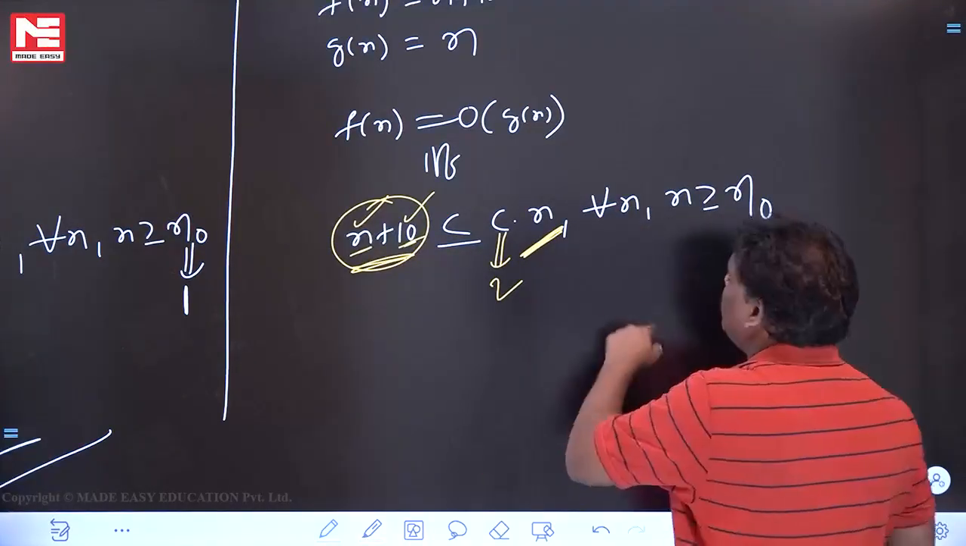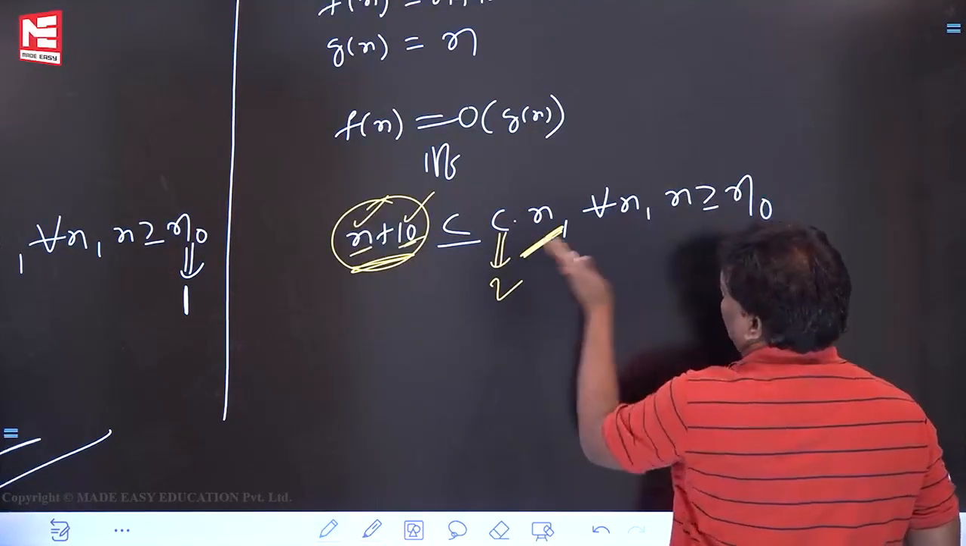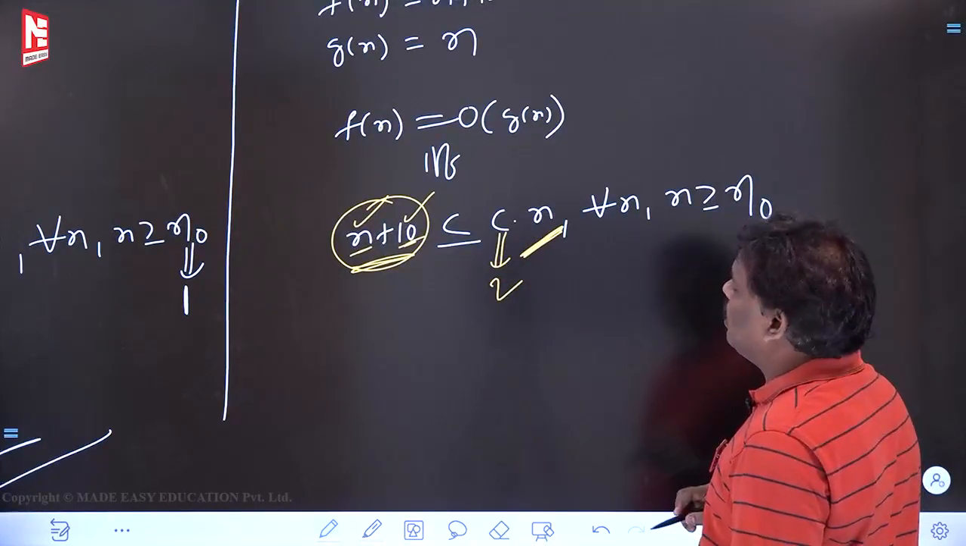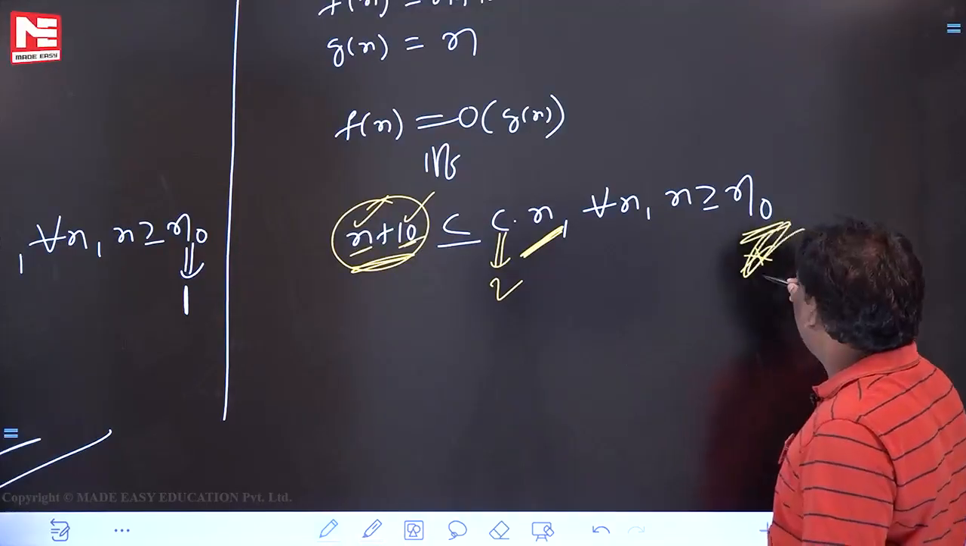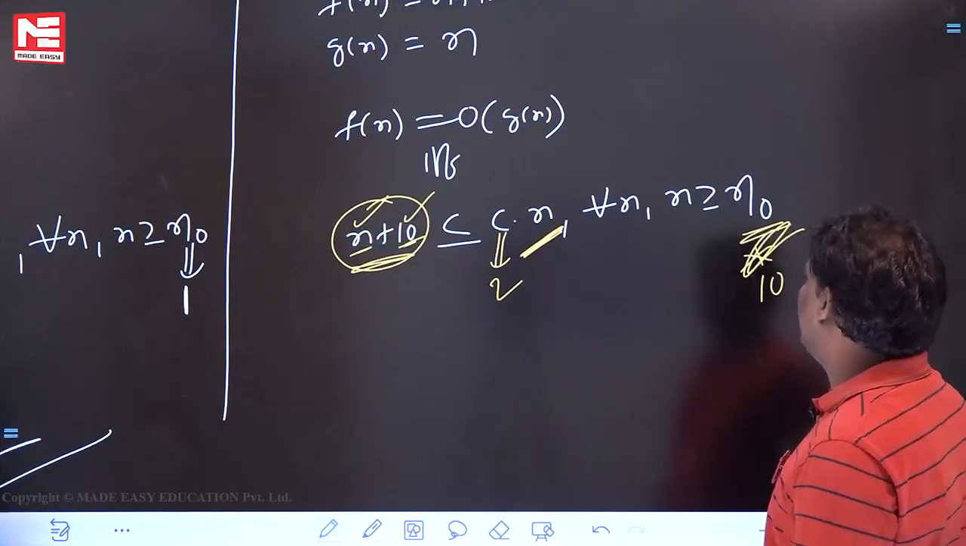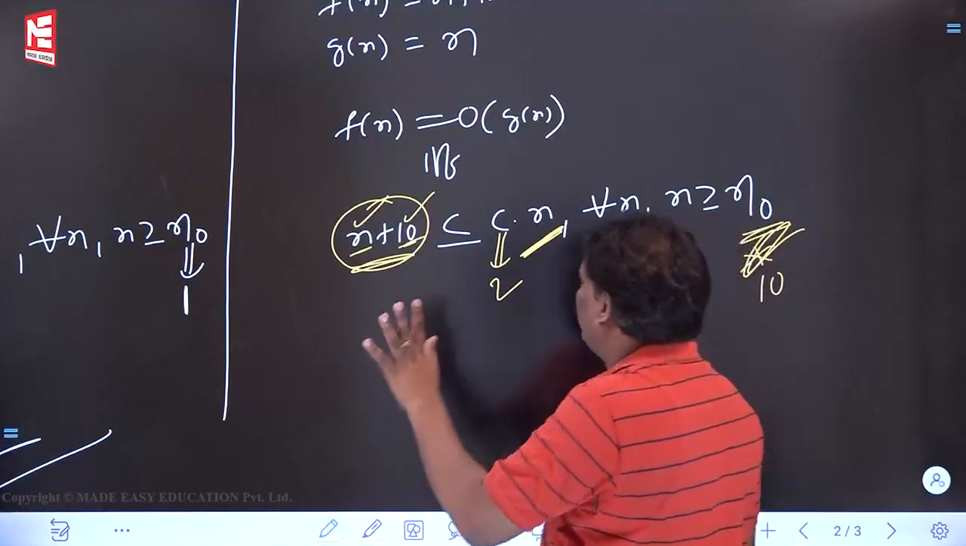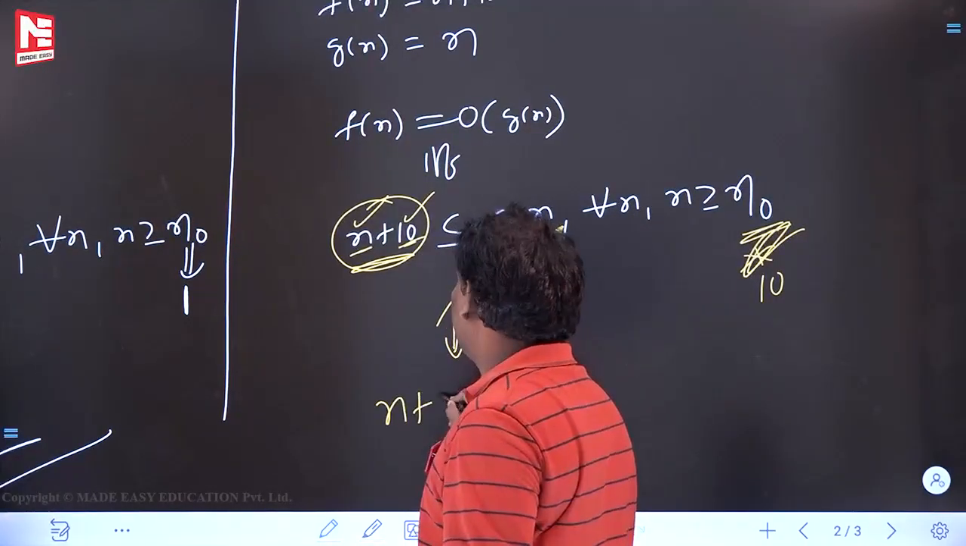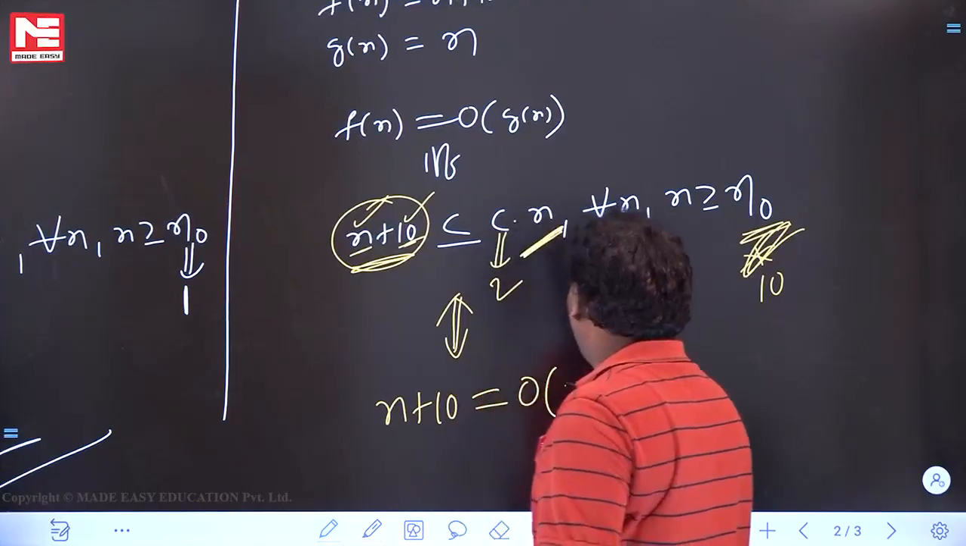I think from 10 onwards, the right side will be greater or equal. So from 10 onwards the right will be greater or equal. What is the N0? 10. From 10 onwards, you can say the right will be greater or equal, because you are able to complete the definition successfully. What can I say finally? I can say N plus 10 is big O of N.